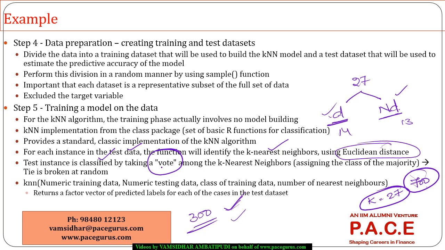So that is what we are saying. There is a voting among the k nearest neighbors, and it assigns the class of the majority. Here there is no question of a tie. But in case I take my k as only 26 and a tie results, then the tie is broken in a random manner. So the way you have to give your algorithm is straightforward: KNN, numeric training data.